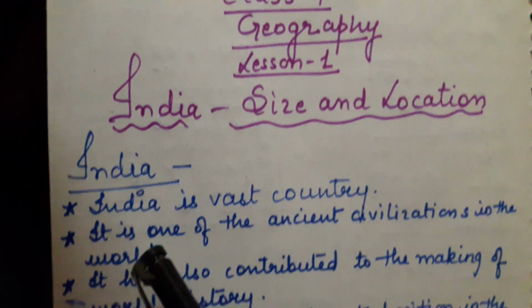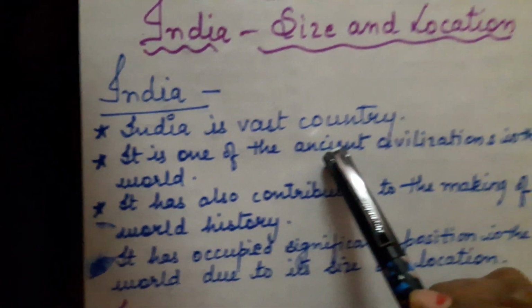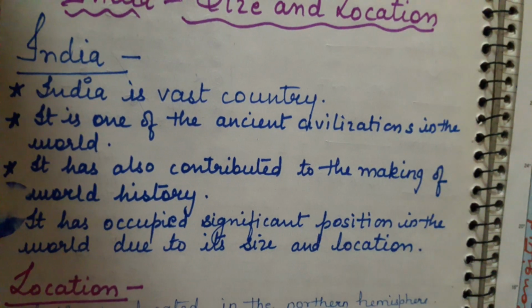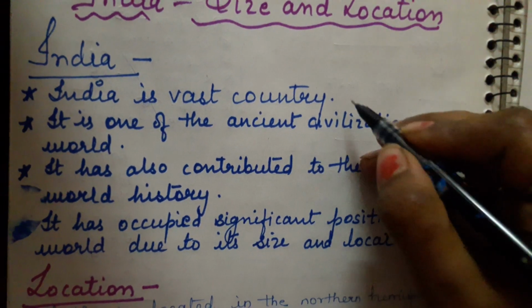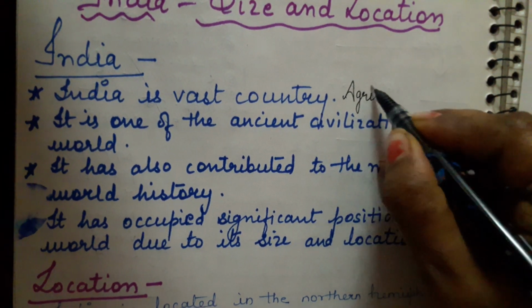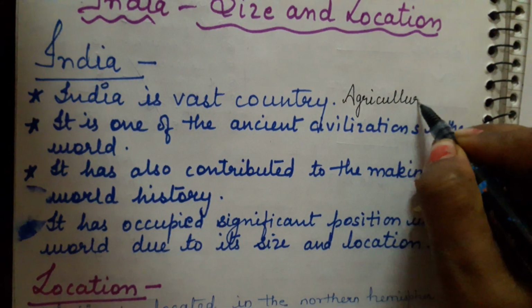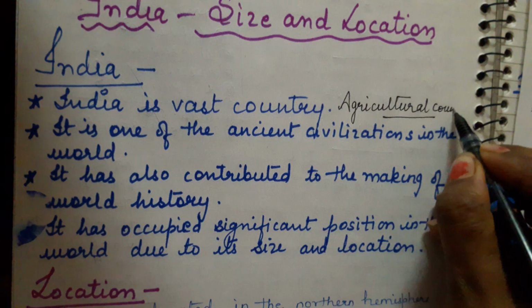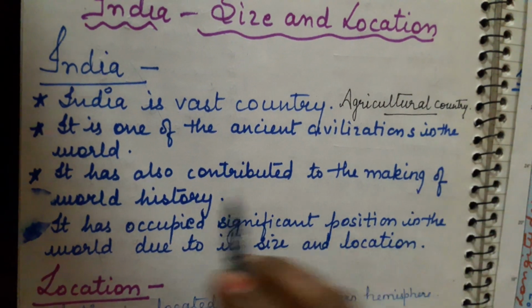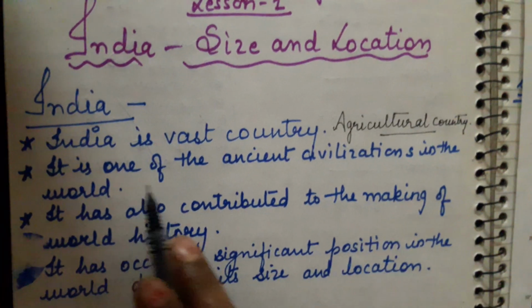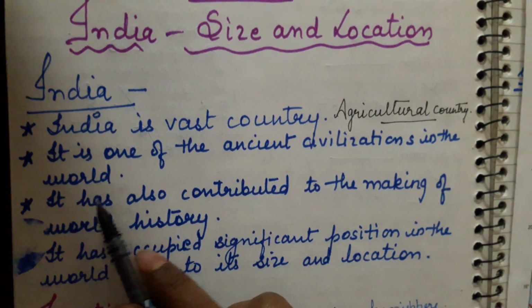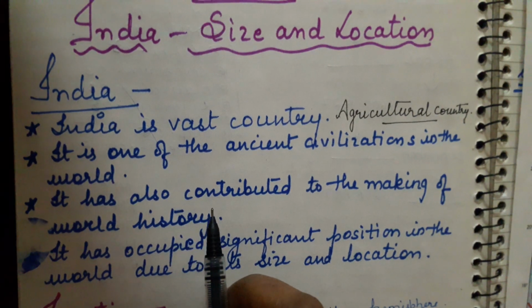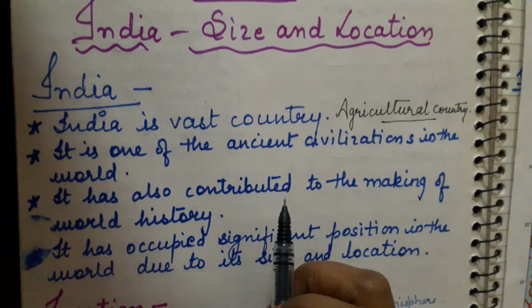As all of you know, India is a very vast country and it is also known as an agricultural country, because its main occupation, its economy, depends on agriculture. Now, the second point is it is one of the ancient civilizations in the world. It means India shares one of the ancient civilizations in the world.